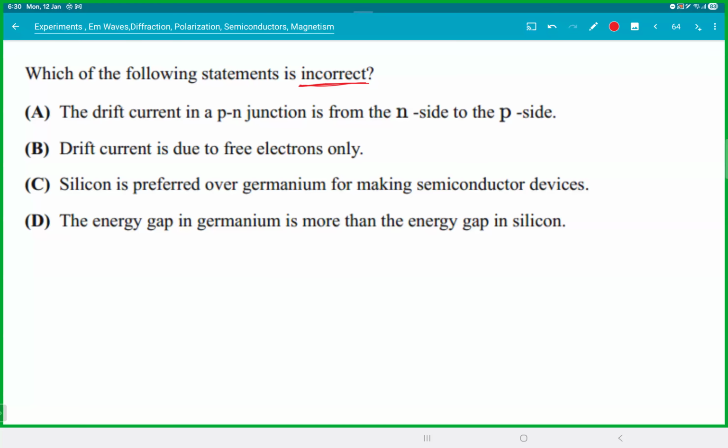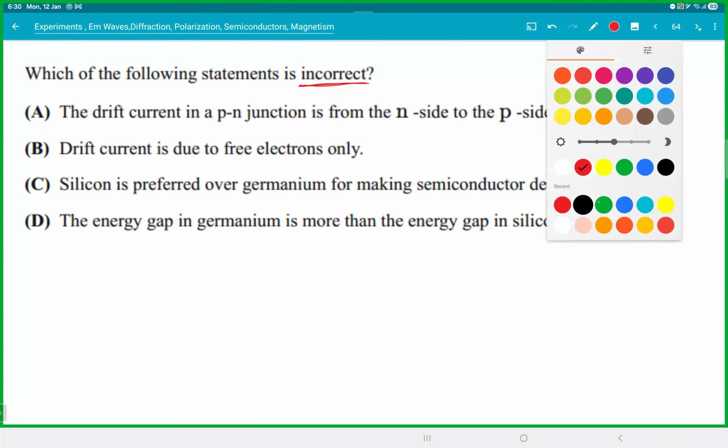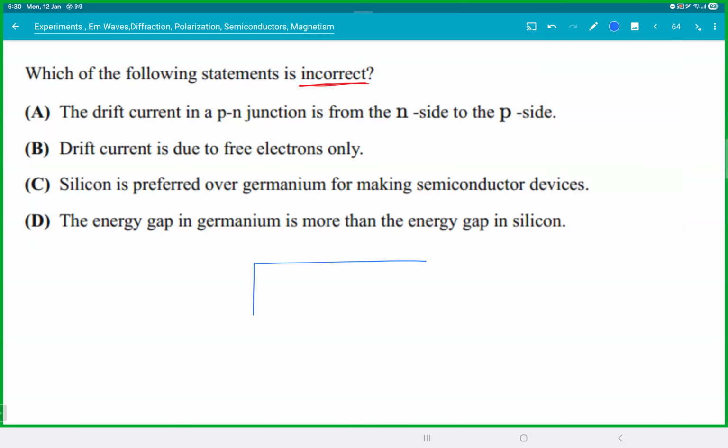The drift current in a PN junction is from N to P. Now here you need a little context. What is happening, in case you forgot? How do you construct this thing? You take a wafer and introduce P type from one side and N type from the other side. When you do that, you have an excess of holes here and an excess of electrons here.